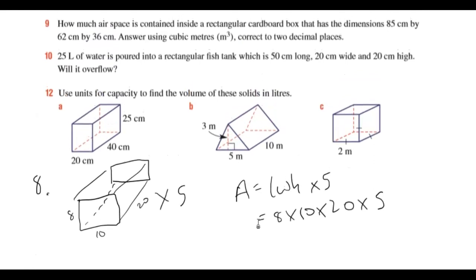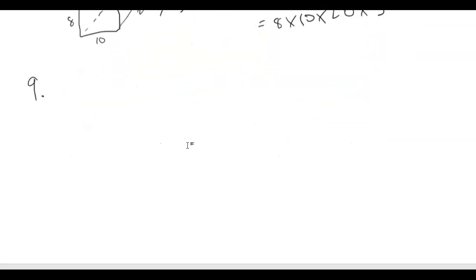So I'll scroll up to read it for you. How much airspace is contained inside a rectangular cardboard box that has the dimensions of 85 centimeters by 62 by 36? Answer using cubic meters. Okay, so see how you've got cubic meters. You can either do your conversion of your length before you start, or you can convert at the end. Now, depending on what you find easier, doesn't matter. I'm going to do it at the end because it means then we only have to convert one number, whereas if I did it at the start, I've got to convert the 85, 62, and 36. So I'm going to do my conversion at the end.